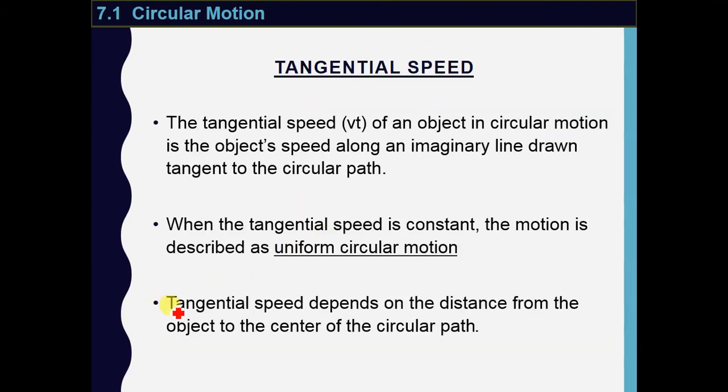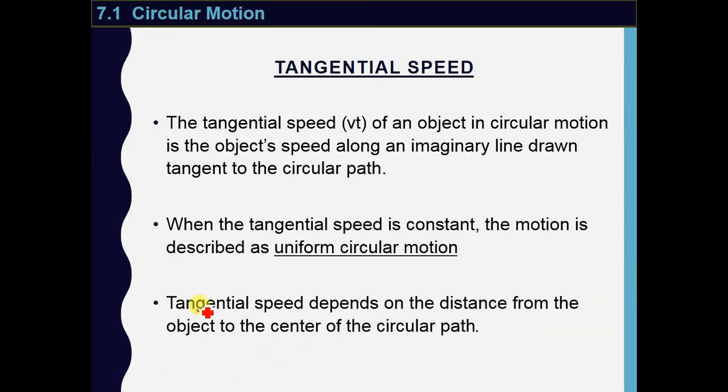Okay, the last point here, pay attention to it. The tangential speed depends on the distance from the object to the center of the circular path. Yes, for sure. What is speed? You took it in the first chapter this year. Speed is always the distance divided by time. So when you have more distance, the speed will change.